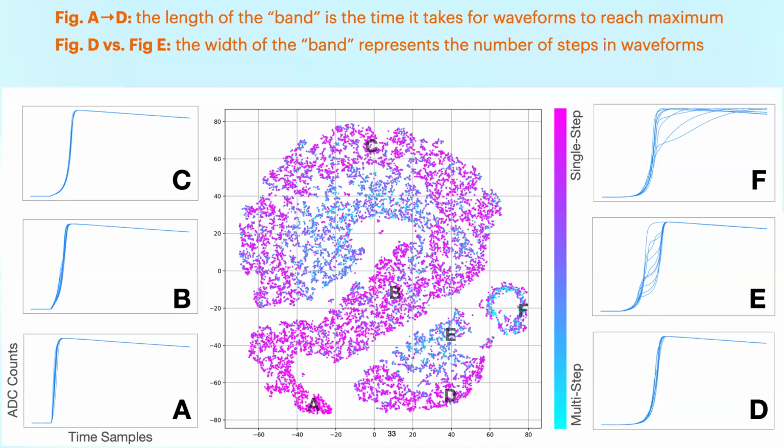But all the events in D are single-step, single-site-like waveforms, and all the waveforms in E are multi-step, multi-site-like waveforms. So basically, the width of this representation represents the single-site versus multi-site effect that I have shown you earlier in my talk. And lastly, we have this ring island structure that is isolated from the rest of the mainstream data. If we pull out the waveforms in this isolated ring island, we can see they have a very slow-curving, very slow-turning edge. This is actually because of the surface effect.